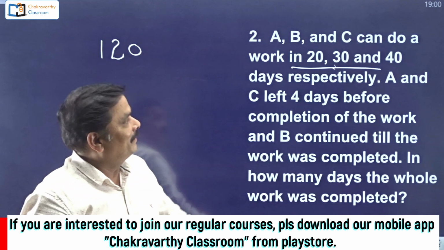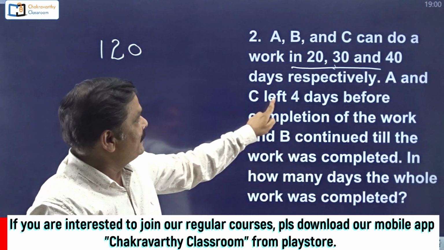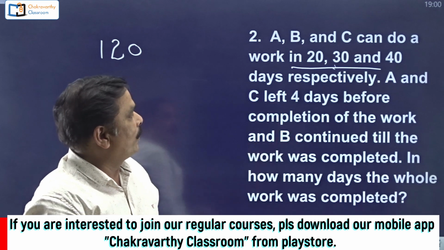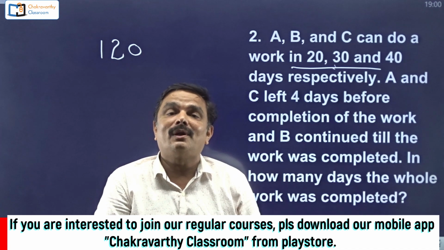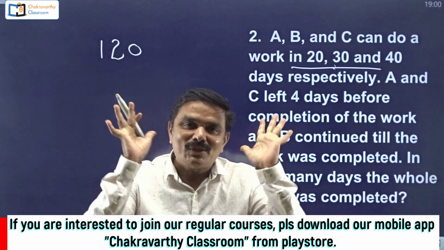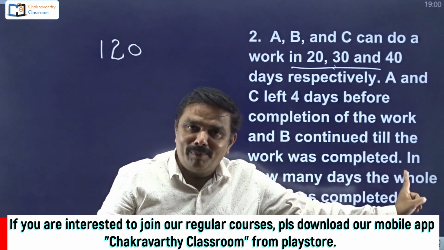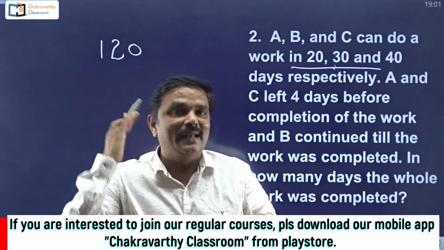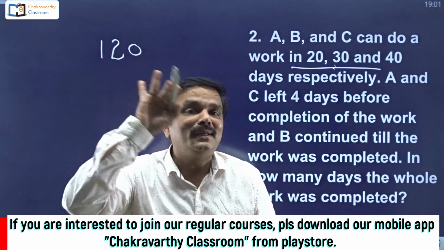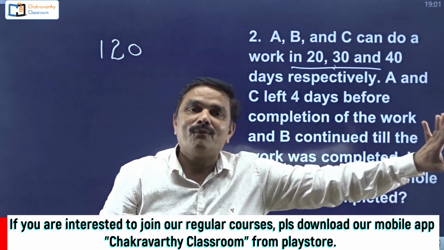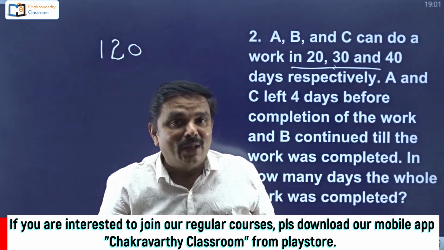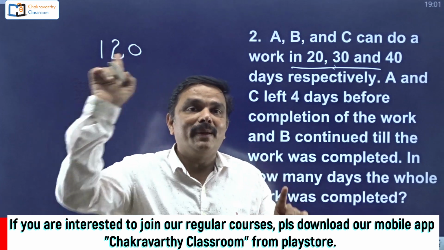Alright. Now here they have given that A and C left 4 days before completion of the work and B continued till the completion of the work. Now let us imagine in this way. As far as the problem is concerned, A and C left. But I am imagining that A and C also worked along with B for these 4 days. How much additional work, extra work would have been done?